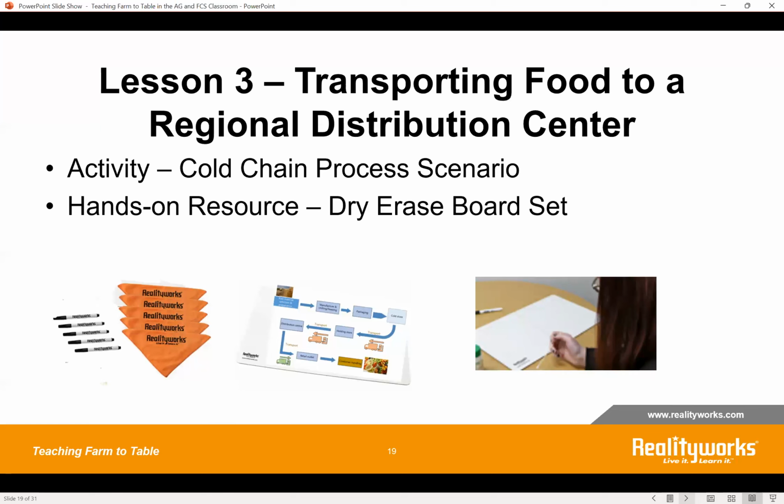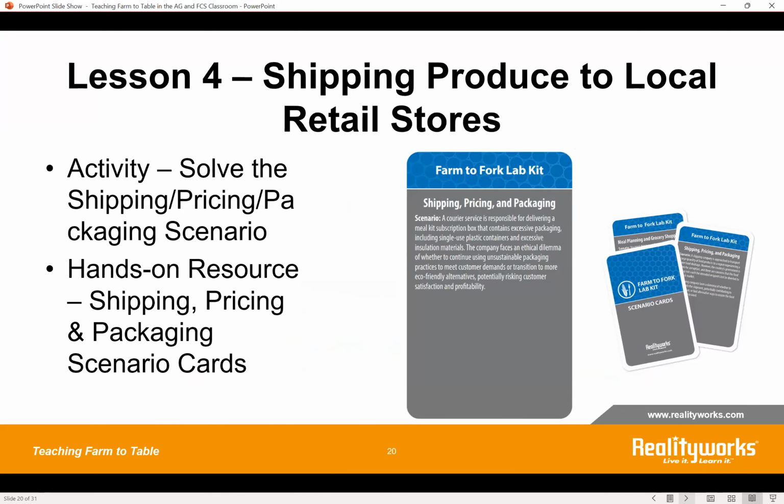So again, a good hands-on activity to think through that whole stage of transporting food, getting it from one place to another safely. Lesson 4 is all about shipping produce to local retail stores. In this lab activity, each group of students is going to have to solve an ethical dilemma on a challenge card. For example, should retailers display only perfect looking product or usable but not perfect? So they're going to have a set of scenario cards that have a bunch of different shipping, pricing, and packaging scenarios, and they're going to have to learn to critically think and problem solve as a group through that.